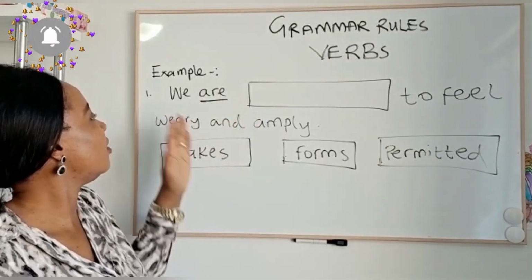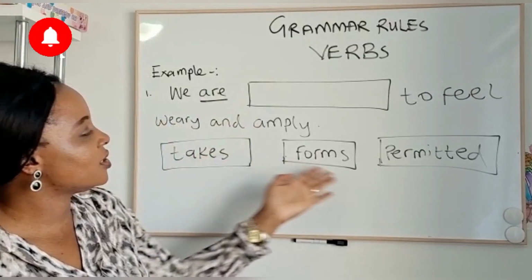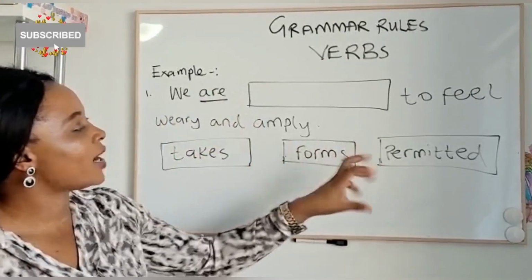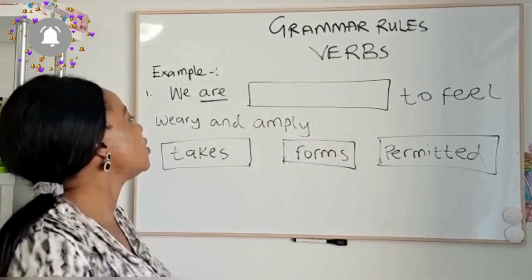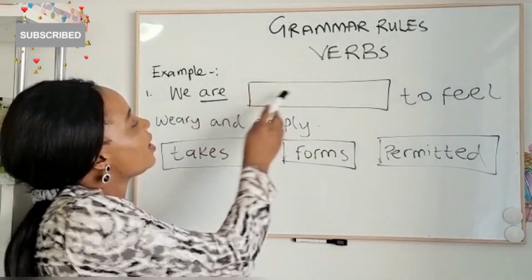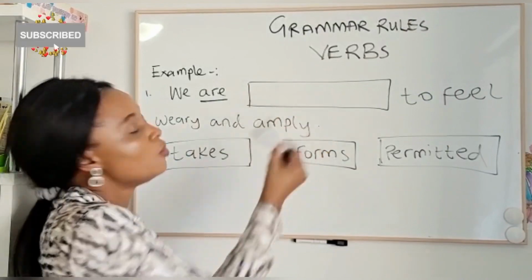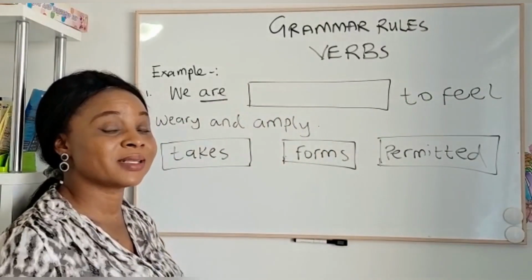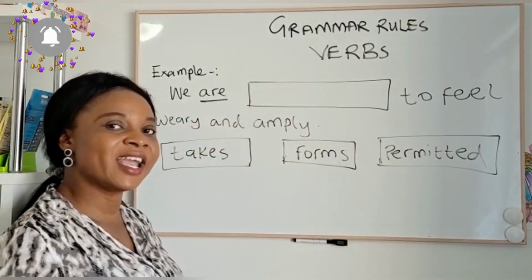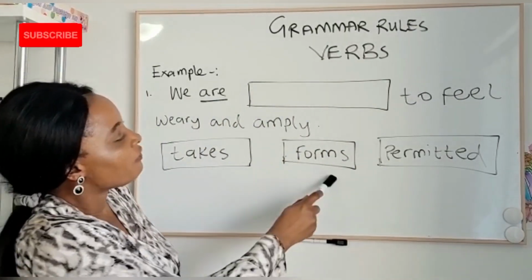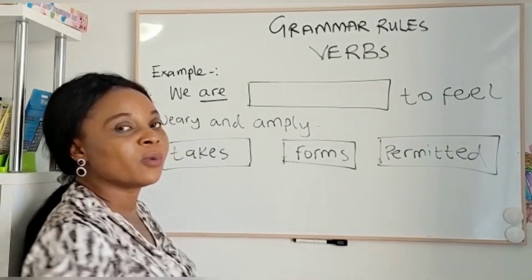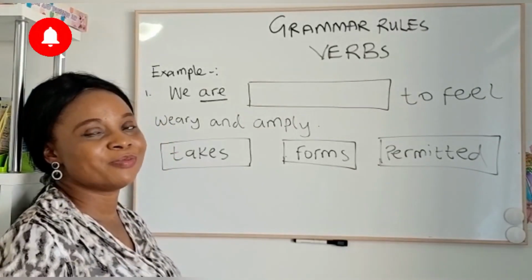So that means that from these options beneath, we're supposed to pick one right option and fix it in the blank. And remember I said once a to be verb comes before a blank, what should be in the blank will be the third form of verb, which is the past participle, or the ing form. So for this one, we have the options as takes, forms, and permitted. So what do you reckon the right answer should be?